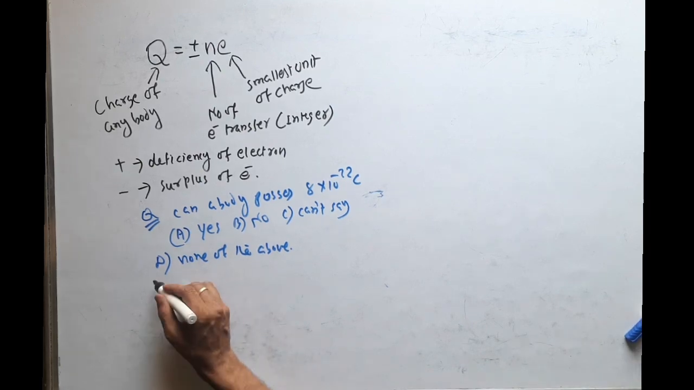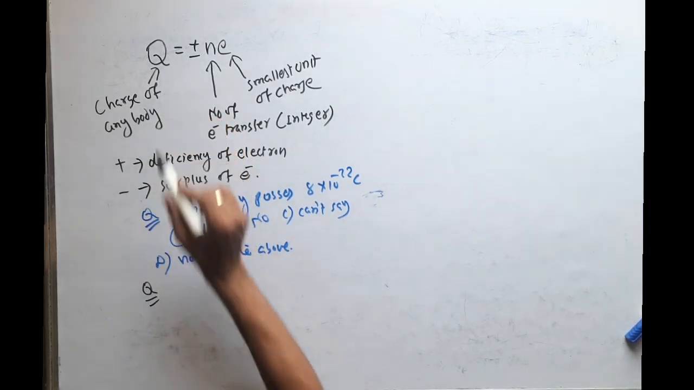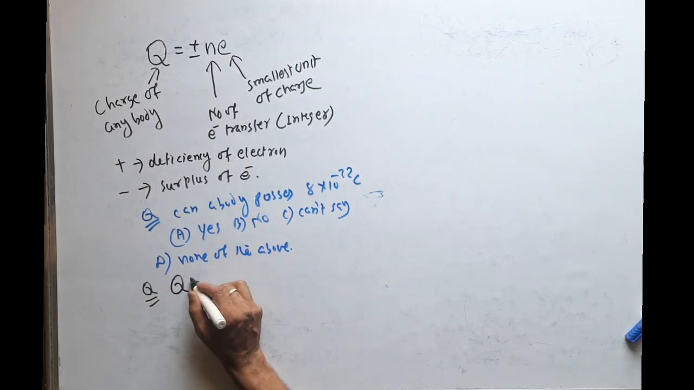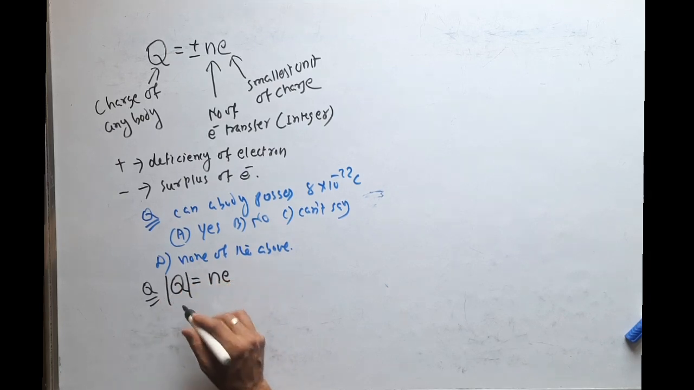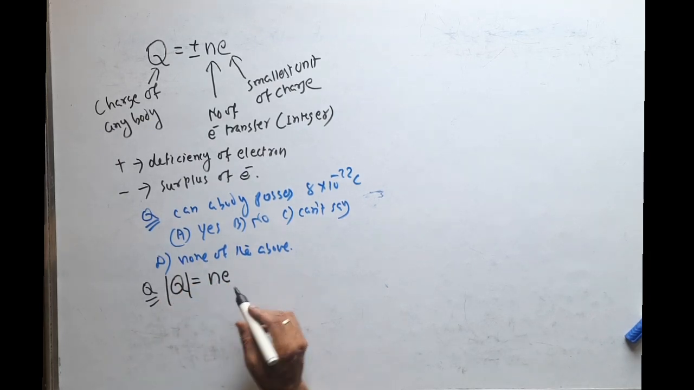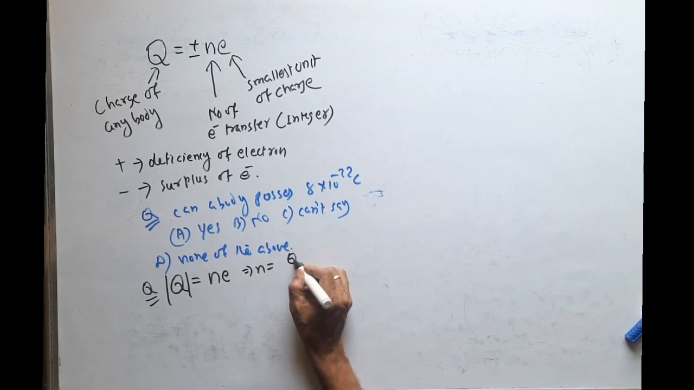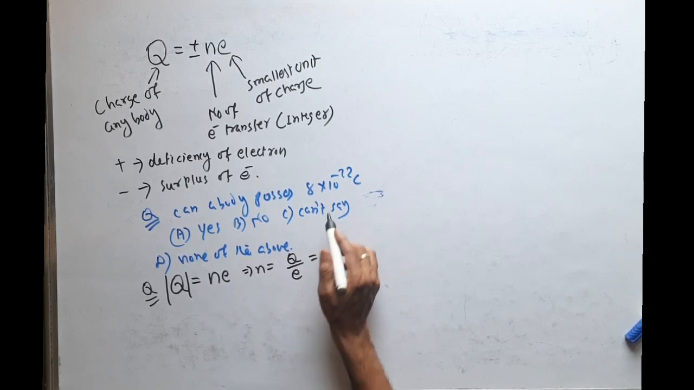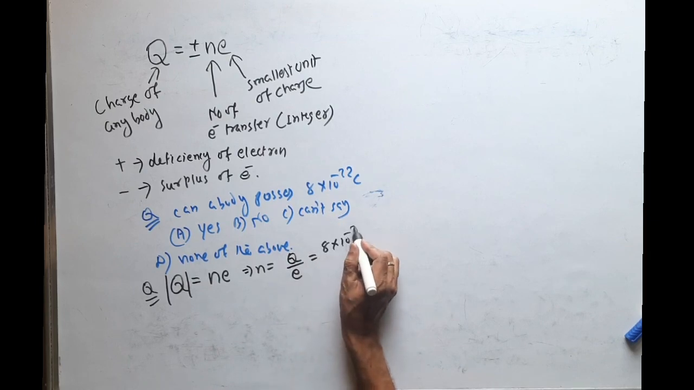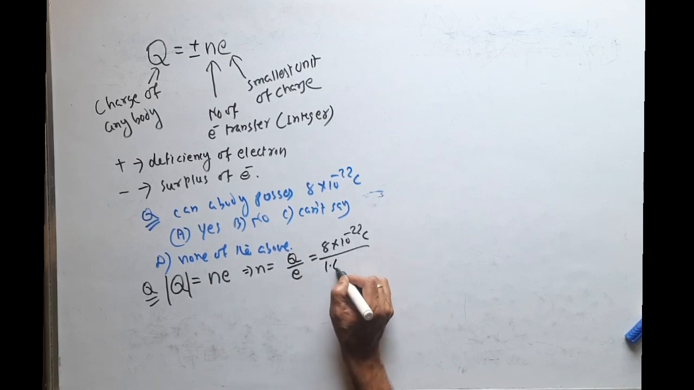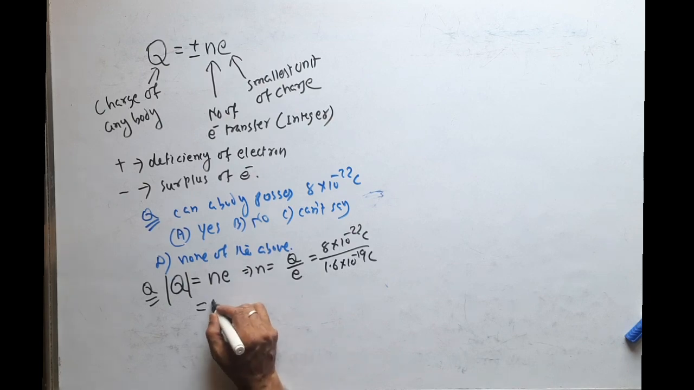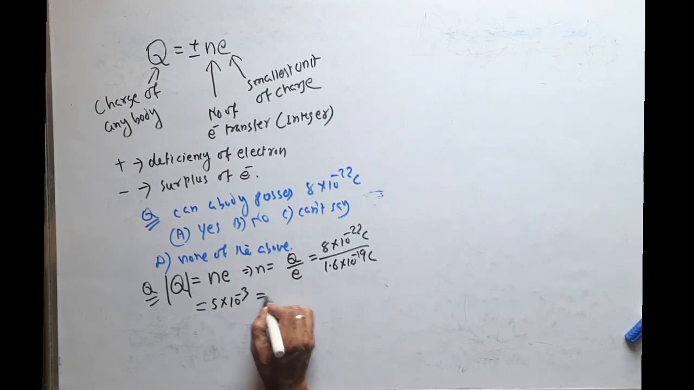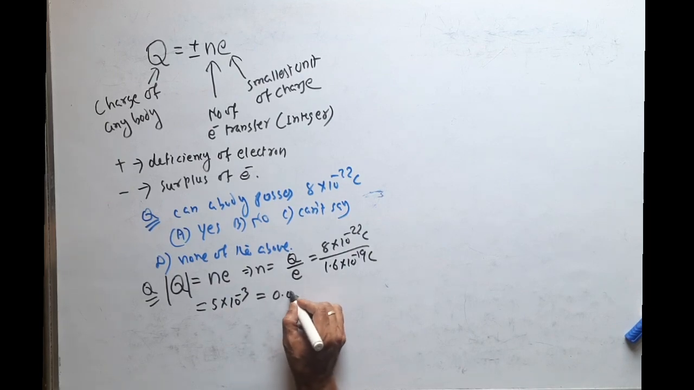You see, I have already discussed that the magnitude of charge can be plus or minus Ne. So if I say the magnitude of charge is Q is equal to Ne, that implies N is equal to Q by E. So what is the charge value? 8 into 10 to the power minus 22 coulomb. What is the value of E? 1.6 into 10 to the power minus 19 coulomb. Just divide this. If you divide, you will get 5 into 10 to the power minus 3, which is equal to 0.005.